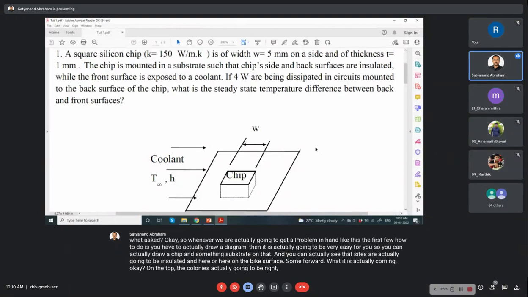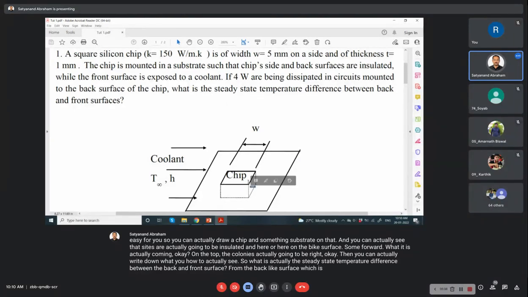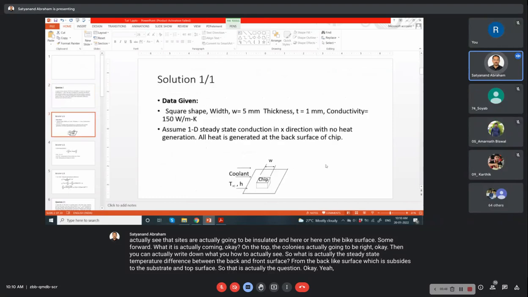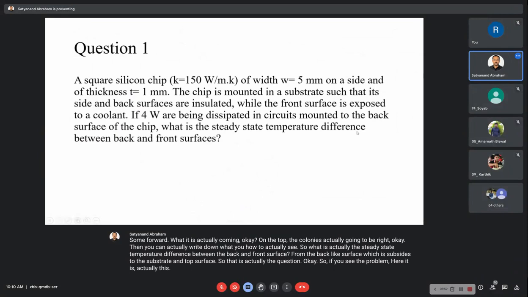Then you can write down what you have to find. What is the steady state temperature difference between the back and front surface? From the back surface, which is attached to the substrate, to the top surface. That is the question. So if you see the problem here, this is the problem. Do you know what kind of problem it is going to be?